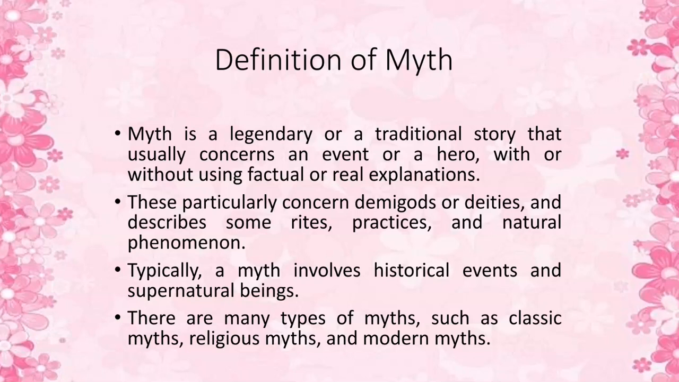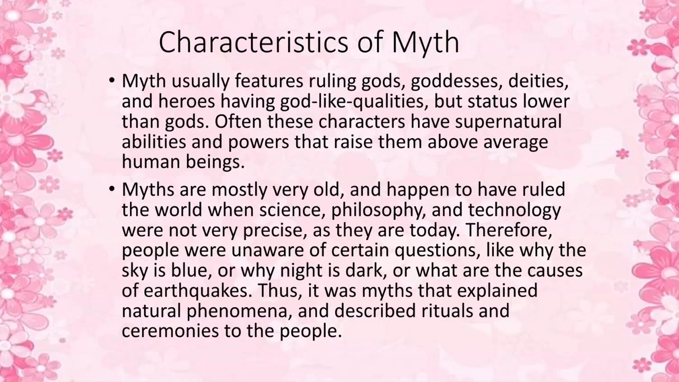Now, what are the chief features of these myths? What actually we find in these myths, and what runs as a common thread in all the myths? Let's look at this factor. So, the myths usually feature the ruling gods, goddesses, deities, and superhero kinds of figures that have godly qualities. But the status is lower than that of gods. They are not actually gods, but they enjoy an equivalent status because of their supernatural qualities. Often we see characters like the son or daughter of a god, they are fully mortal, but they have supernatural abilities and powers that actually raise them above the average human beings. So they look different, they look extraordinary.